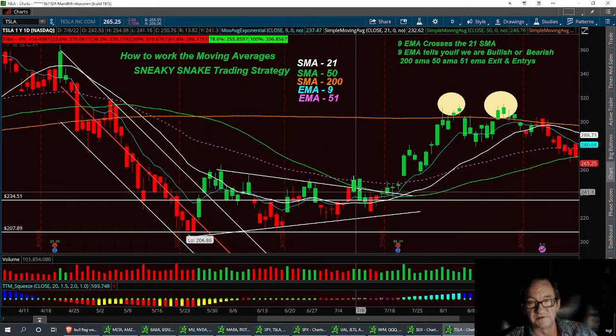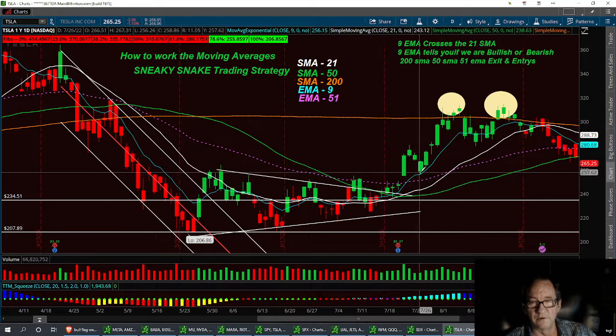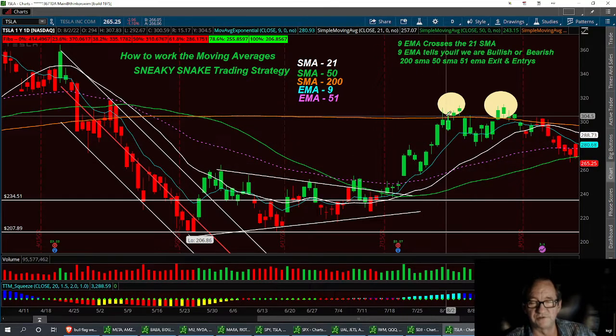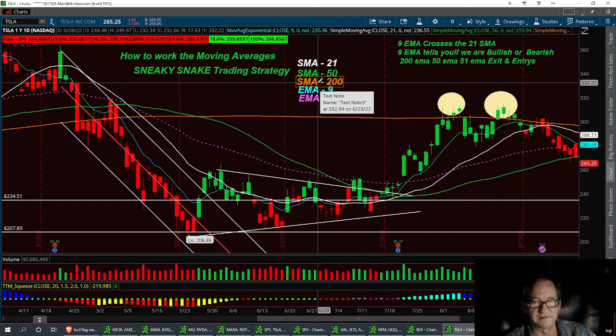So once it starts to build the pattern, the 9 crosses and stays above the 21 and rises up, and then we hit the 200 SMA. The 200 SMA is basically my exit and entry idea.